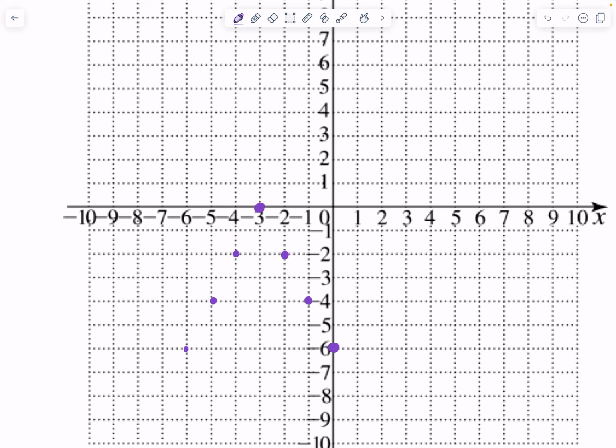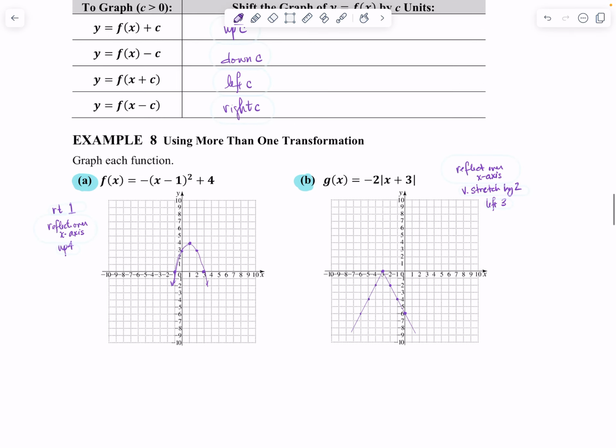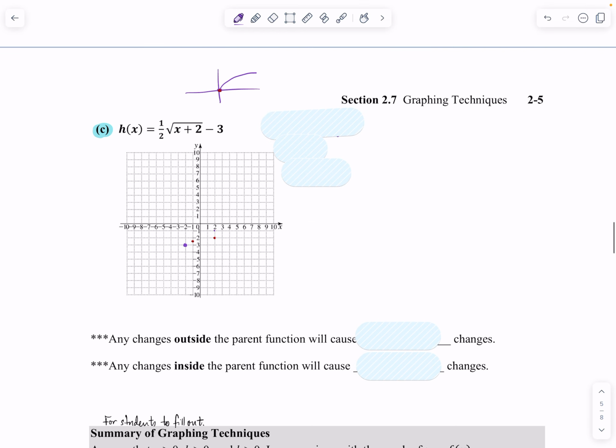So we can go ahead then and connect the dots. All right, and then we have this graph. Remember that this is a reminder of what the square root graph looks like. And we are going to have a vertical shrink by 1/2. That's the guy out front. We're going to go to the left 2, that's inside. And we're going to go down 3 because it's on the outside of the parent.